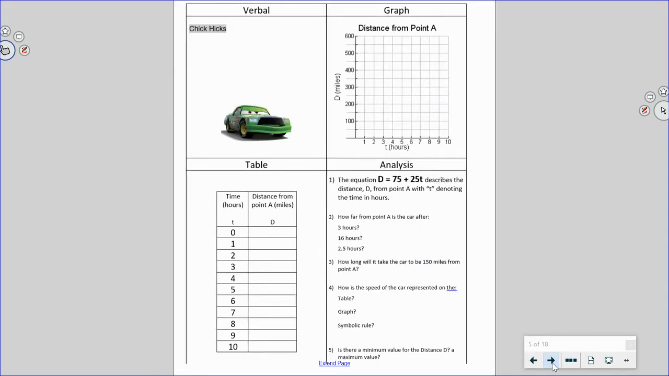So let's take what we learned with Lightning and get into Chick. Wait, there's no words here. There's no graph. There's no table. Ah, here we are. So in this particular case, Chick Hicks is given to us with an equation.